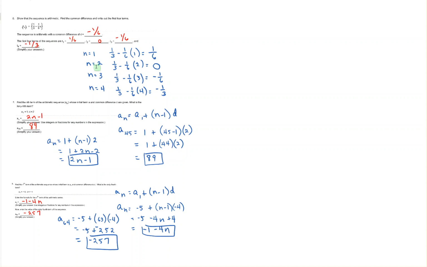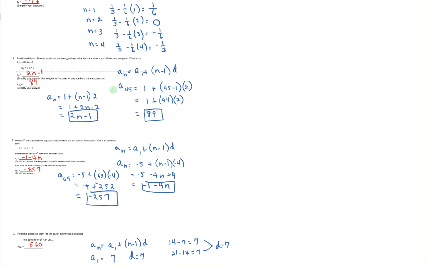That goes there. If n is 2, we've got 1/3 minus 1/6 times 2, which means we've got 2/6 minus 2/6. That gives us 0. And we do that all the way down. So we have 1/6, 0, negative 1/6, and negative 1/3. So how are we going from here to here? What's the common difference? We took away a sixth. From here to here, we took away a sixth, and same thing there. So the common difference is negative 1/6.